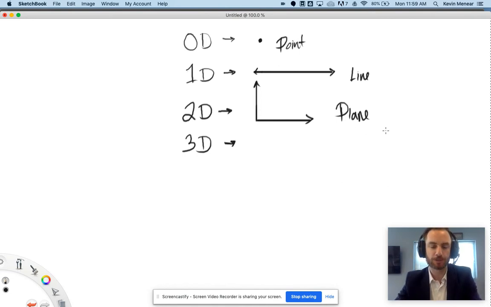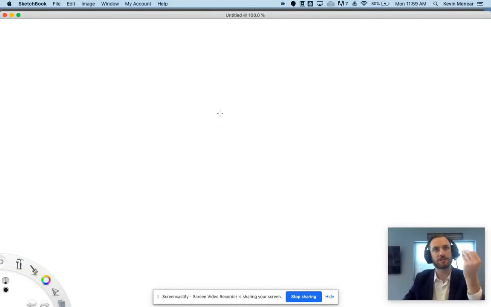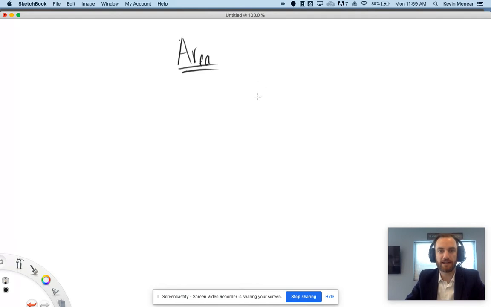So now let's take a look at just some preview stuff before we get into volume specifically. In order to understand volume, we have to understand beyond length, which I think is a simple thing to understand, we have to understand area. Okay, so what is area?